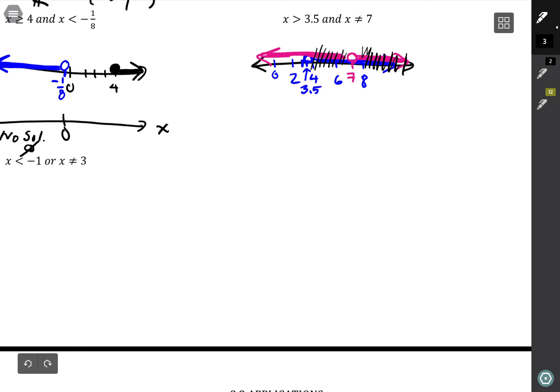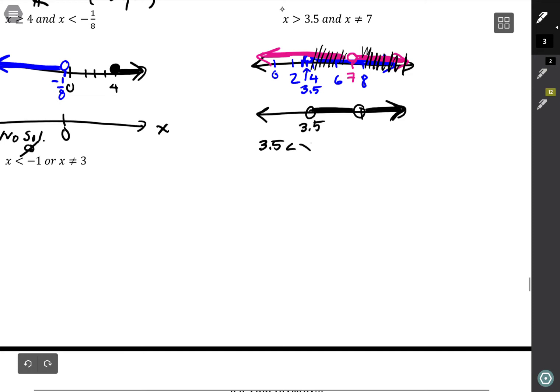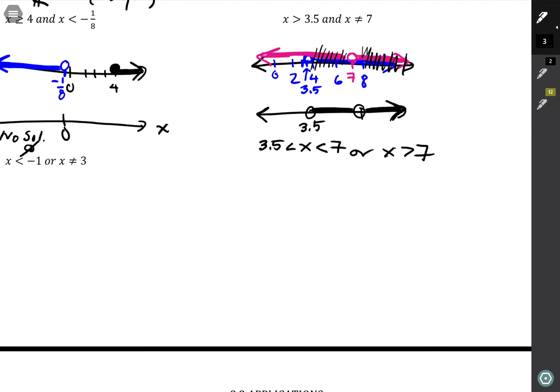So as far as inequality notation is concerned, there's not a better way to say that. I can do a better job of drawing that. So starting at 3.5 and leaving one value out at 7. Otherwise including everything to the right. So that's what it looks like, but there's not really a better way to write that with inequality notation. You could write it as 3.5 less than x less than 7, or x greater than 7. That's just a different way. I don't think it's better. In fact, it looks a little longer to me, so kind of a wash on that one.